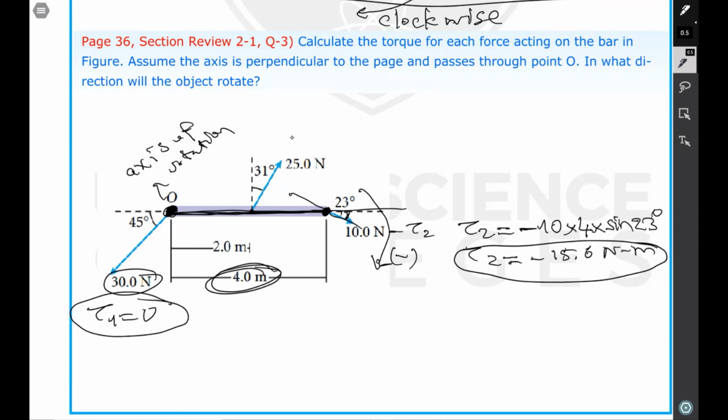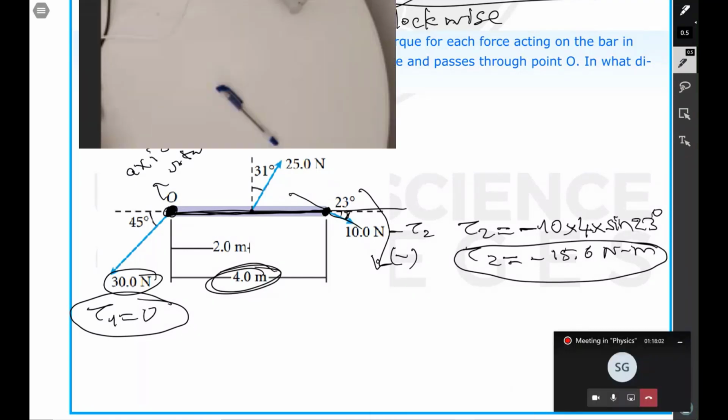Torque 3. So direction first. I have to get the direction. Is the rotation clockwise or counterclockwise? Again, I will share my screen. You see, this is the axis of rotation, left side. Push from the middle in the direction of the 25 Newton. I am pushing in the direction of the 25 Newton. Rotation is counterclockwise. Yes, my pen is rotating counterclockwise.